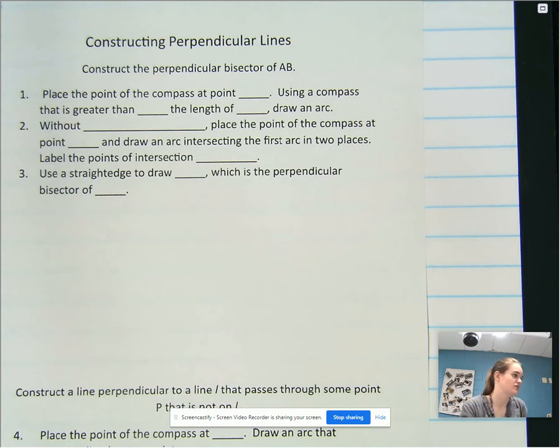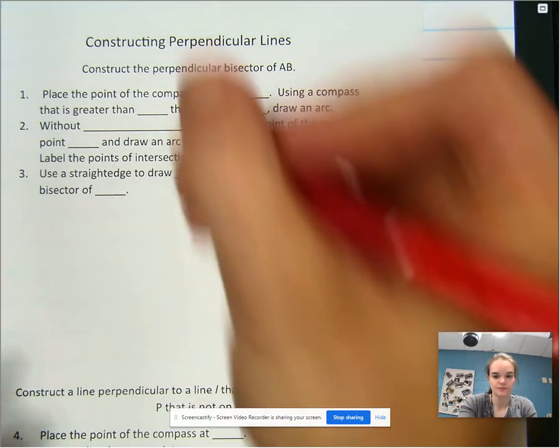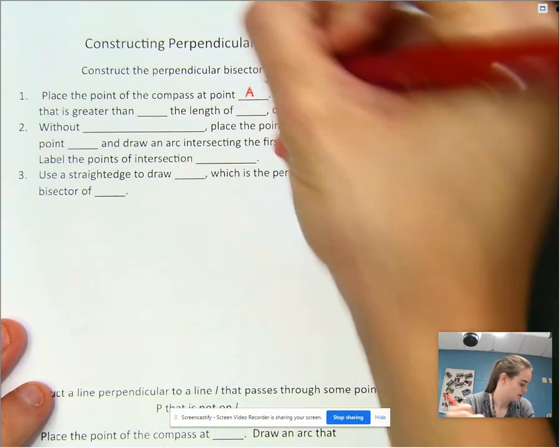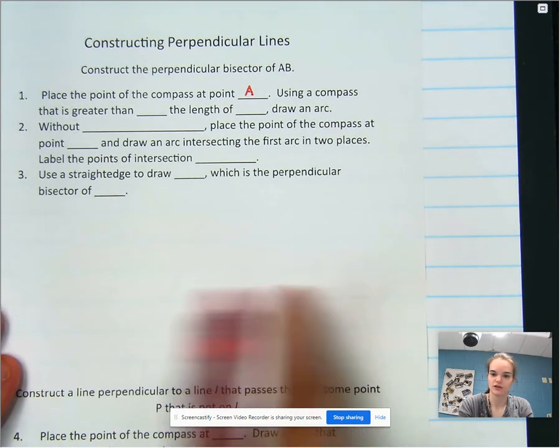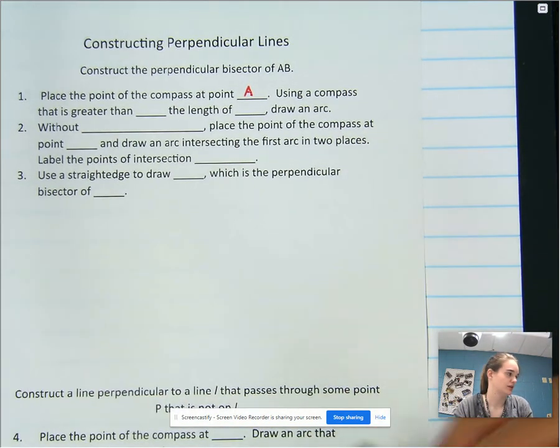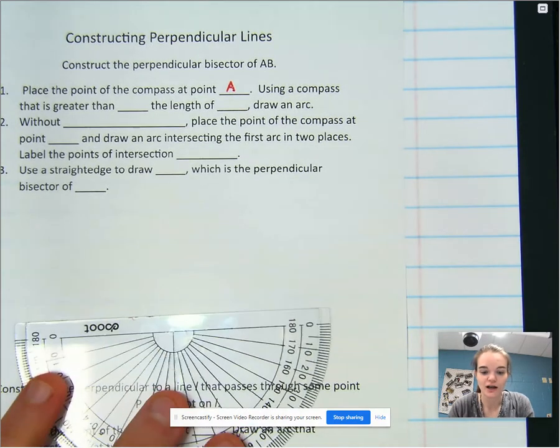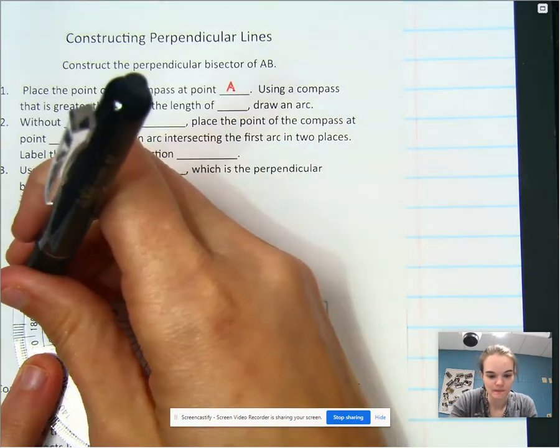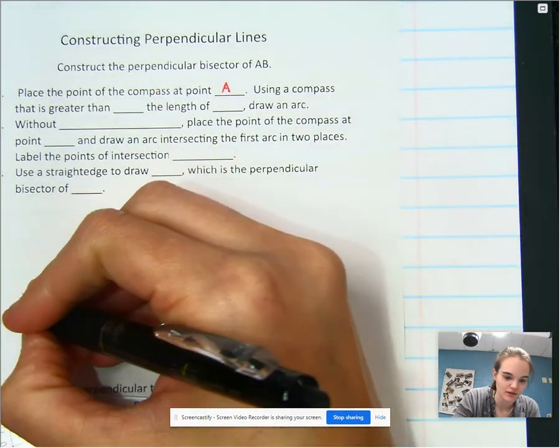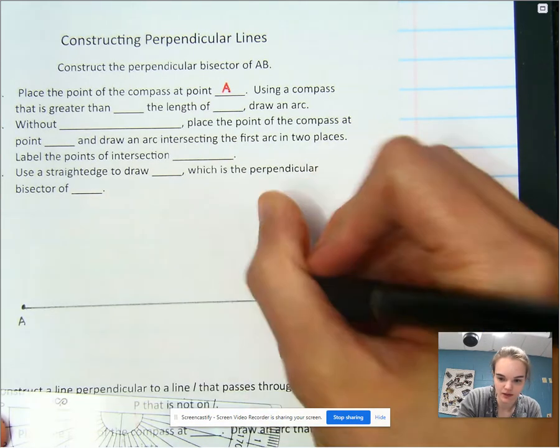That's all the way back on page 8, perpendicular lines. So first of all, place the point of the compass at A. We'll draw a line. Actually, it left off the line here, so I'm sorry. It means it left off the line for everybody. Draw a line down here. Not a line, a segment. And label it A, B.